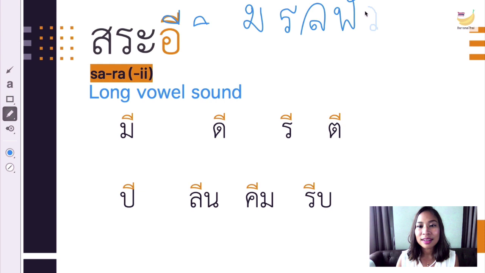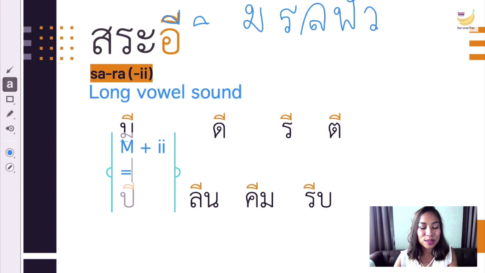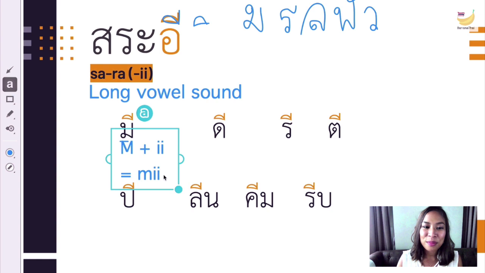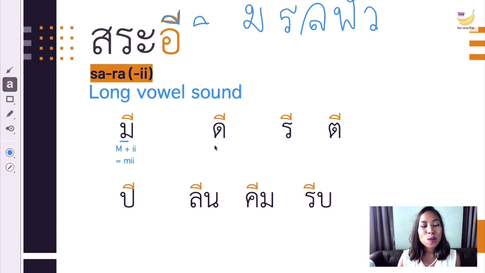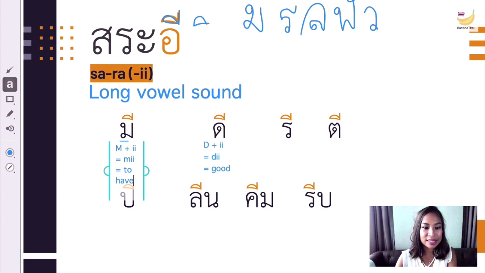So let's take a look here, ka. This one, how would you read this? This is what? Mo maa, nah. So the M sound with sara ee. So together it is mii, nah. So what does it mean, ka? Mii means to have. Next one ค่ะ, this one ดอเด็ก plus สระอี. So D, dii. What does it mean? Good. Mii means to have and dii means good.